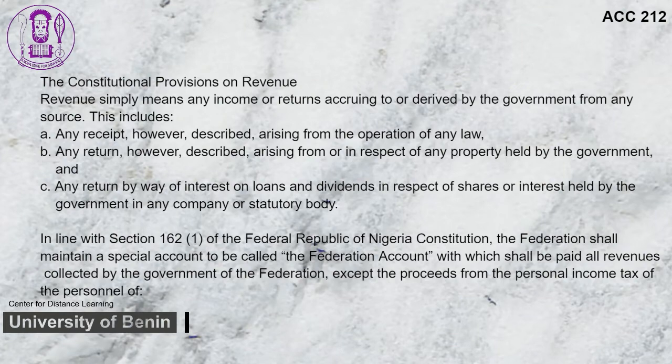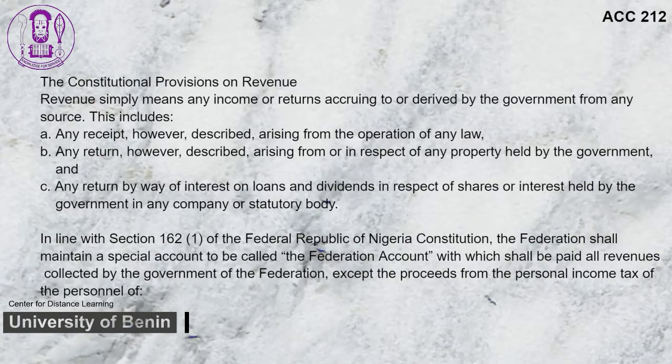Revenue simply means any income or returns accruing to or derived by the government from any source. This includes A. Any receipt, however described, arising from the operation of any law. B. Any return, however described, arising from or in respect of any property held by the government, and C. Any return by way of interest on loans and dividends in respect of shares or interest held by the government in any company or statutory body.